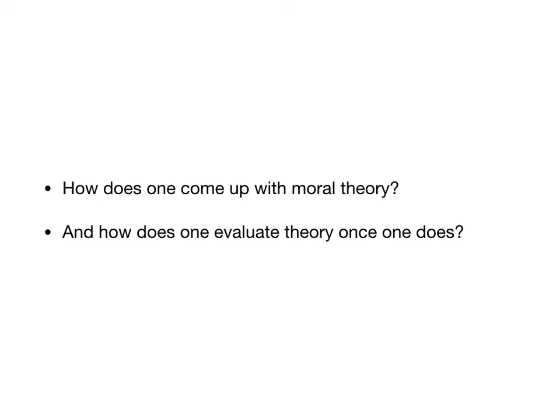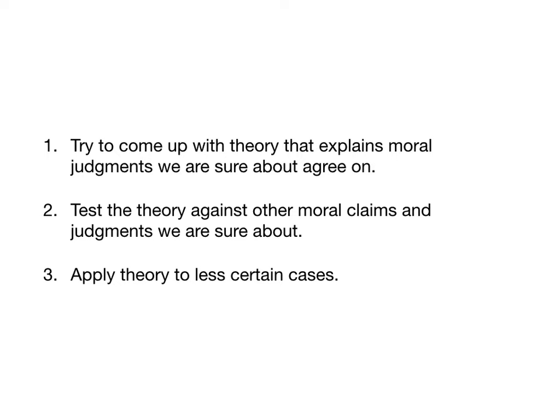So I think there are generally, philosophers will disagree on the numbering, some people will slice these up a different way, but there's generally 3 steps. And those 3 steps are: try to come up with a theory that explains moral judgments that we are sure about, that we agree on. We have a lot of different moral judgments. Some of them we're pretty certain about, or I think most people are. And a good moral theory tries to explain why that is.